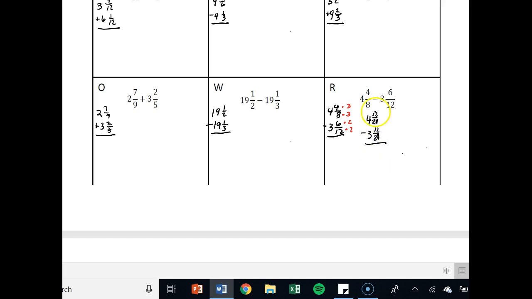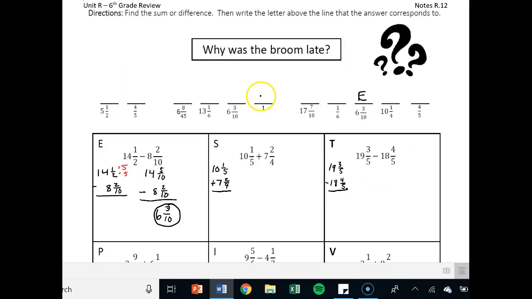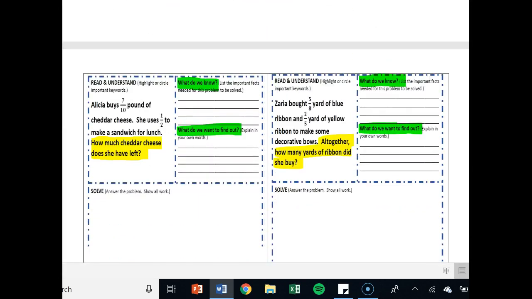Right? So when I do my subtraction, well, 12 minus 12 is 0. So I could say 0 24ths, right? And 4 minus 3 is 1, or I just say 1, right? So I'm looking for 1, and I'm going to put an R on it. There's 1 right there, and I put my R there. Okay? So the rest you'll obviously be doing in partner tasks.